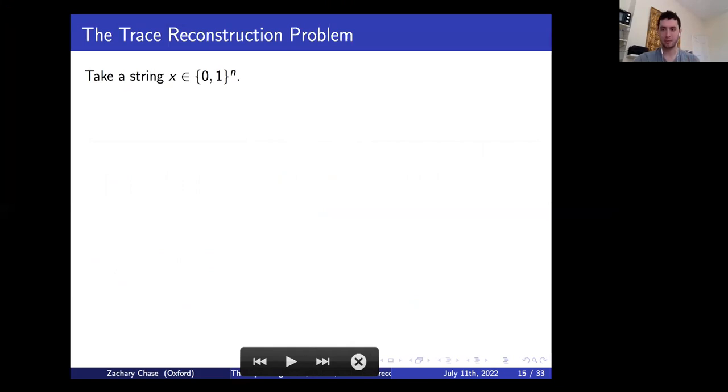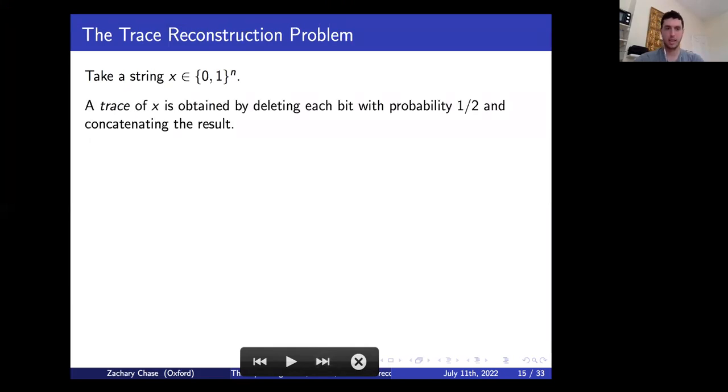Okay, so finally, we'll go over the trace reconstruction problem quickly. Take a string x in {0,1}^n, and define a trace of x. It's a random string, obtained by deleting each bit of x with probability half and concatenating the result. So here's an example of x and a random trace.